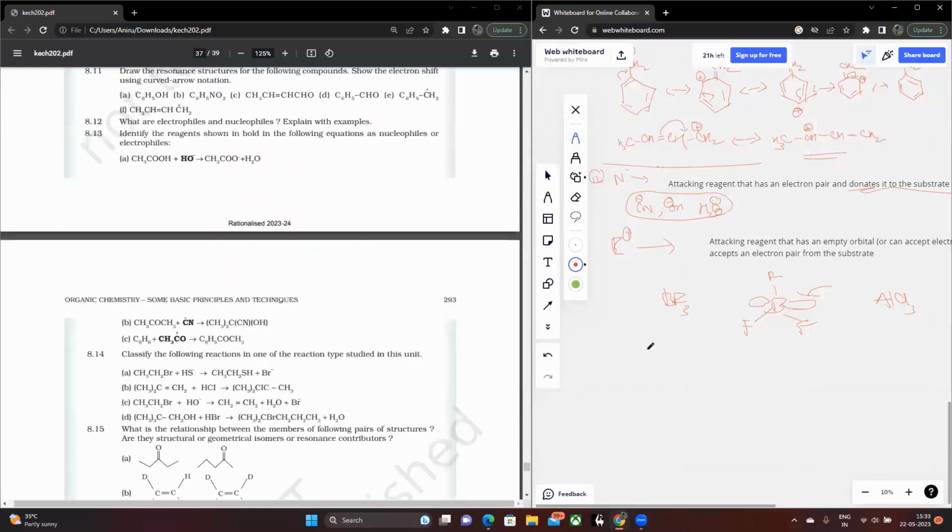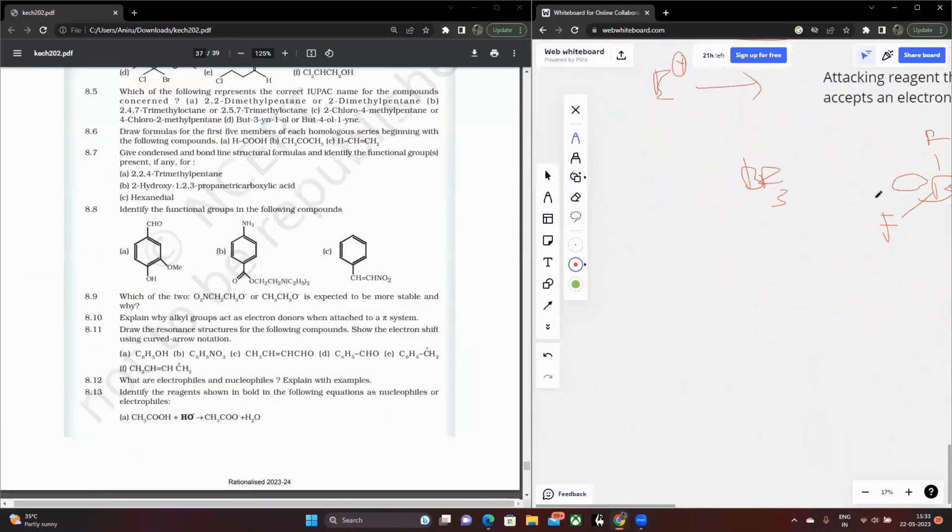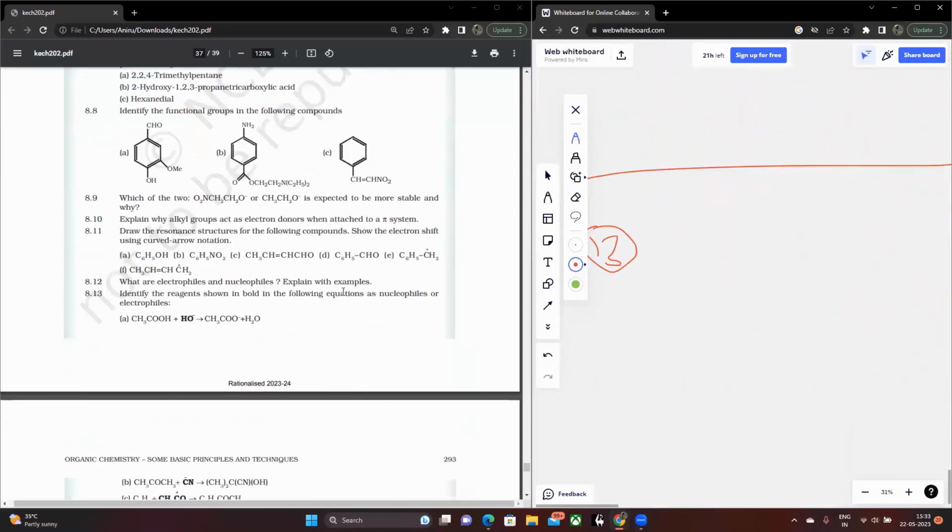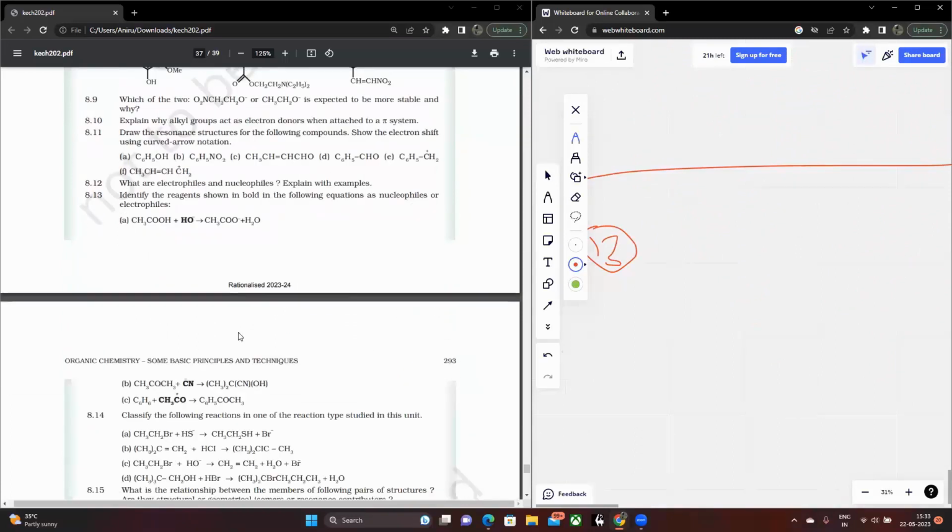Then you have question number 13. Identify the reagents shown in bold in the following as electrophiles and nucleophiles. I think I've already taken most of these examples. OH minus is a nucleophile, A. Right. For nucleophile, I'll write as N minus. For electrophile, I'll write as E plus. Right. B, CN minus again is a nucleophile.